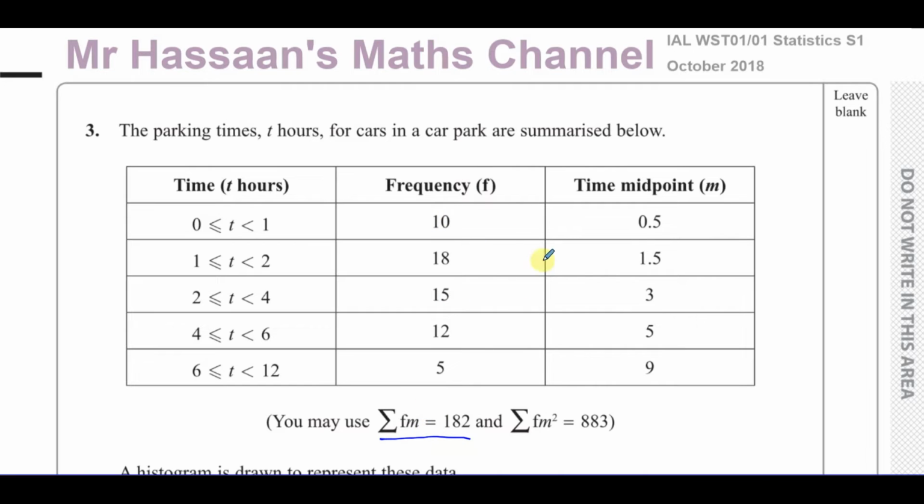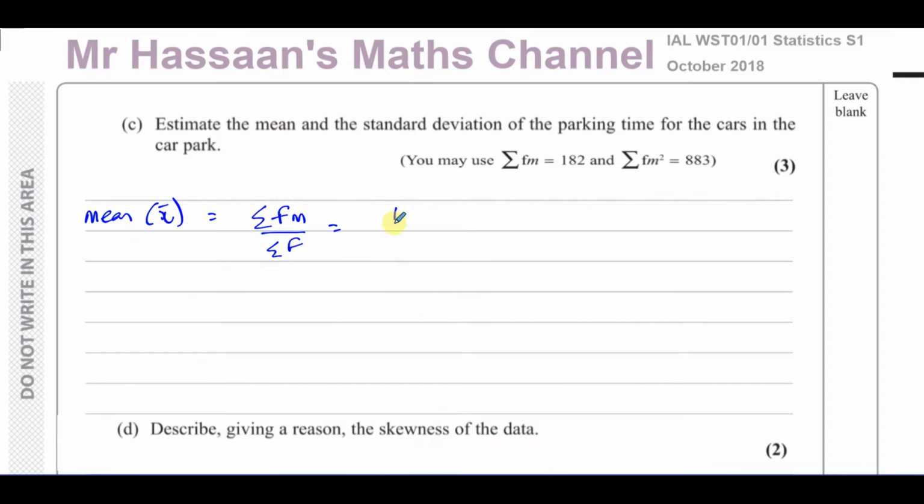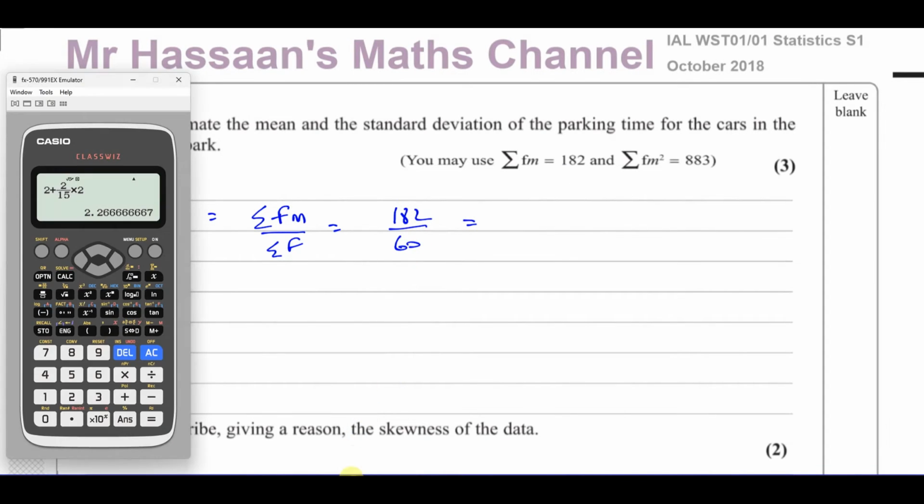So this is basically 10 times 0.5 plus 18 times 1.5 plus 15 times 3 plus 12 times 5 plus 5 times 9. All of that together gives you this. So they already did that work for us. We don't have to do that because they gave that to us. All we have to do now is divide by the total of the frequencies, which we said was 60. So we take that value, which is 182, and we simply divide it by 60, and that gives us an estimate of the mean.